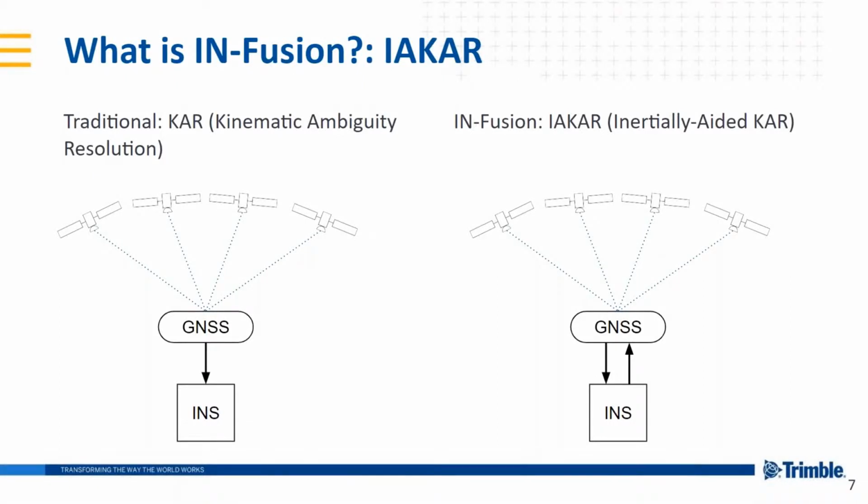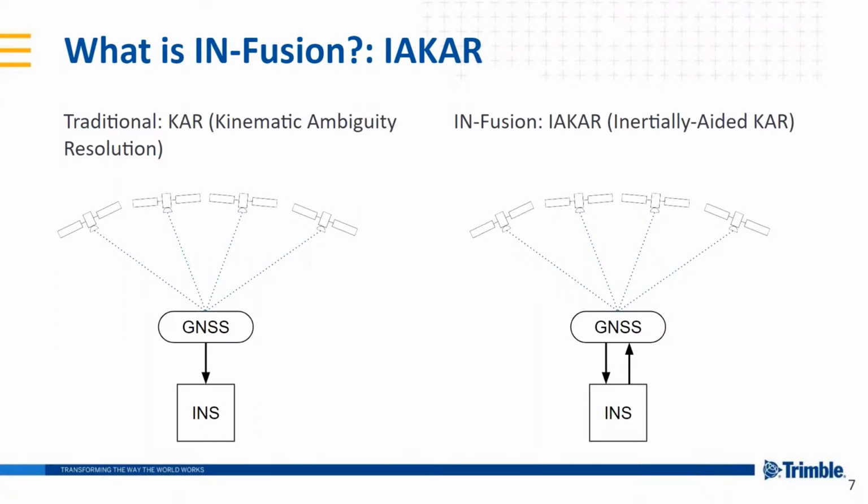With this simplified schematic, we can compare the traditional KAR and the infusion IAKAR. Traditionally, we use kinematic ambiguity resolution. The GNSS needs to compute its own position before it can help the INS, and it requires at least 4 satellites and some time to resolve the carrier phase ambiguities before it can compute a solution.